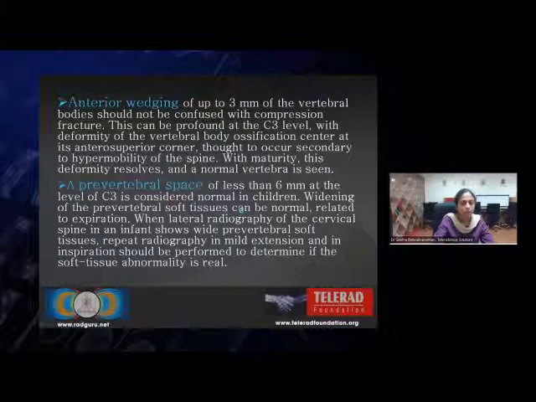The other variants are anterior wedging, which up to 3 millimeters of the vertebral bodies should not be confused with compression fracture. This can be marked at the C3 level with deformity of the vertebral body ossification center at its anterosuperior corner, and this is thought to occur secondary to the hypermobility.